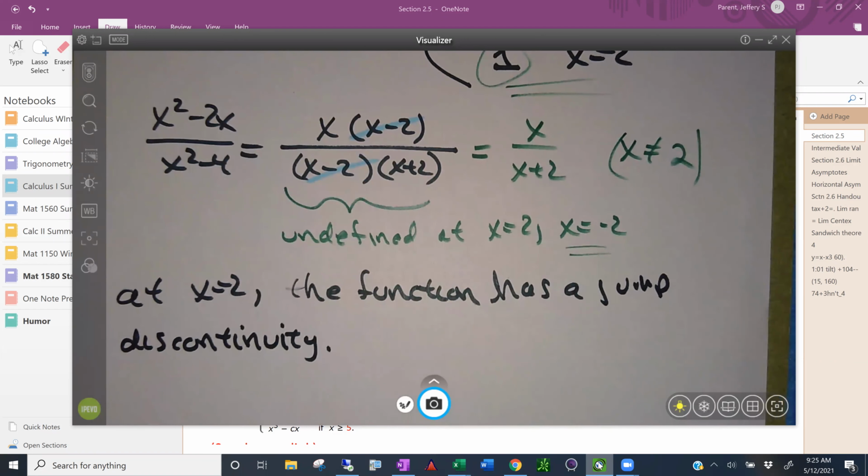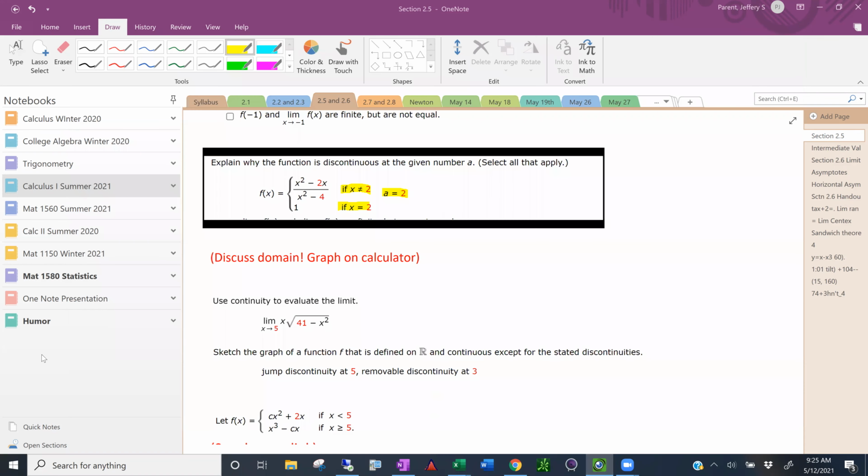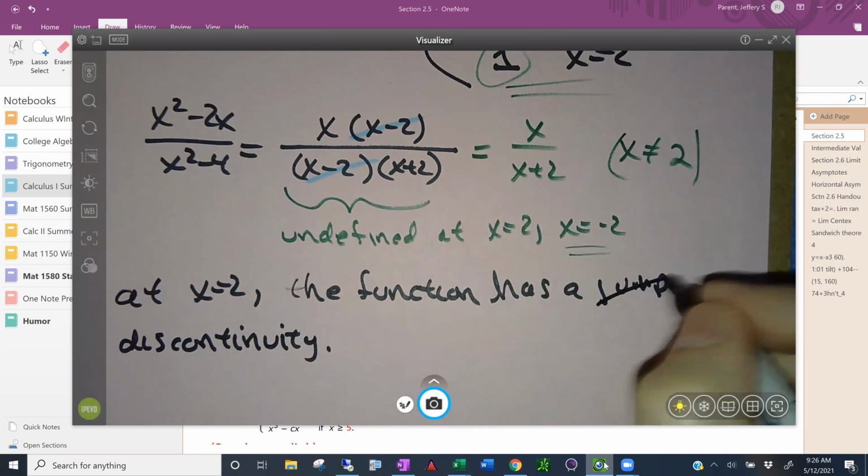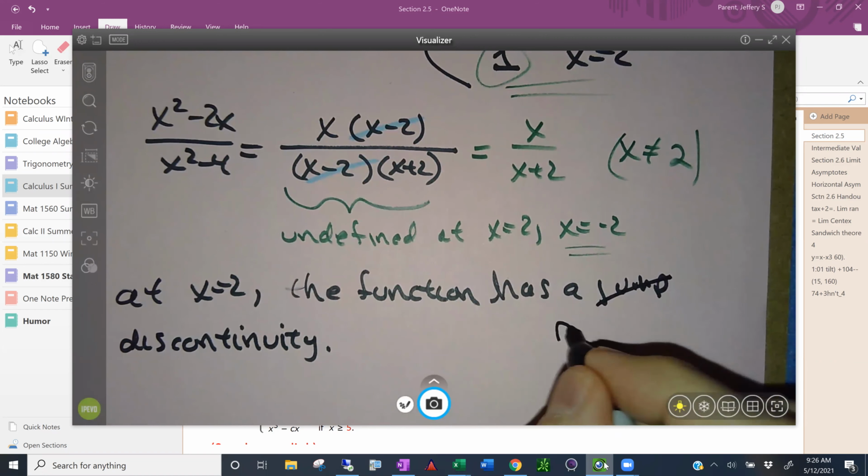Beautiful. Why would this not be a removable discontinuity? You know, I said jump, but yeah, that should have been removable. That was a removable discontinuity because we can redefine that. So thank you. I appreciate somebody being awake this morning.